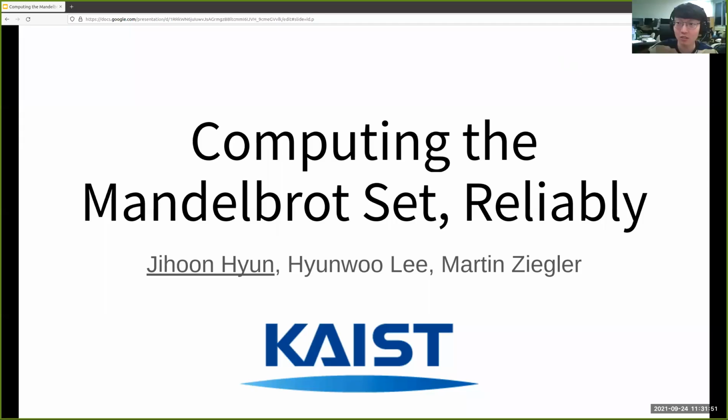Is the screen working? Yeah, it's working. So the last speaker of this morning session is Jihoon Hyun. He's going to talk about computing the Mandelbrot set reliably. So please go on.